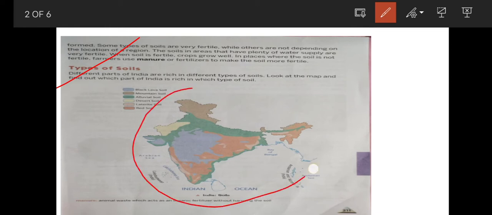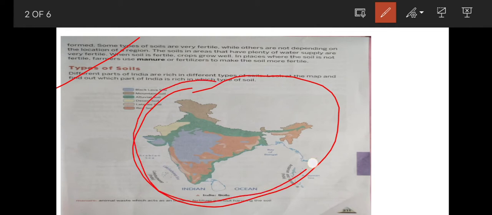So this is the map of our country India. In our country India, we will find different types of soil in different parts of India. All the types of soil in our country are not the same. Here, the different types of soils are highlighted in different colors.